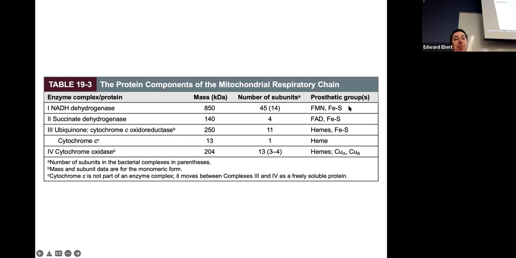We also have a lot of prosthetic groups in here as well. So flavin mononucleotide, flavin dinucleotide, various hemes, iron sulfur centers, copper centers as well. All these are playing a role in getting these electrons traveling through their various little steps to help pump the protons across the membrane.